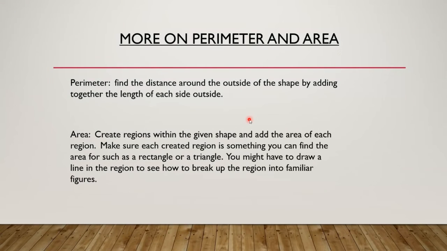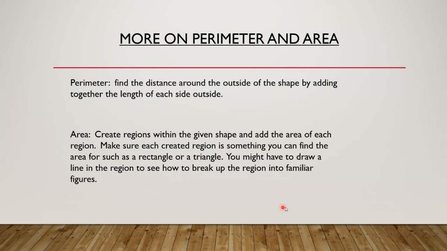And just remember, when dealing with these kinds of shapes, to find the perimeter, again, you want to get the distance around the outside of the shape. Okay? Or again, if you imagine walking along the boundary of it, you would want to know, well, how far are you going to actually walk? And again, you do that, you're going to add together the length of each side that's on the outside of it.